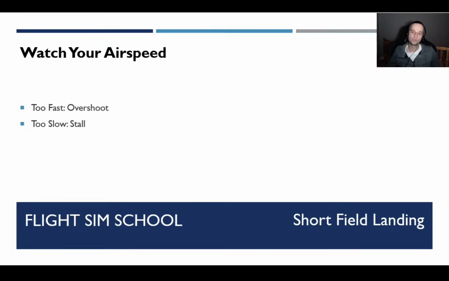If you're coming in too fast, you're going to end up overshooting the field and you won't have enough time to get down on the ground and to a complete stop. On the opposite side, if you're coming in too slow and you don't have enough power, you're at risk of stalling and losing a lot of altitude quickly and potentially not having enough time to recover because you're coming in for a landing. There won't be much place for you to adjust.